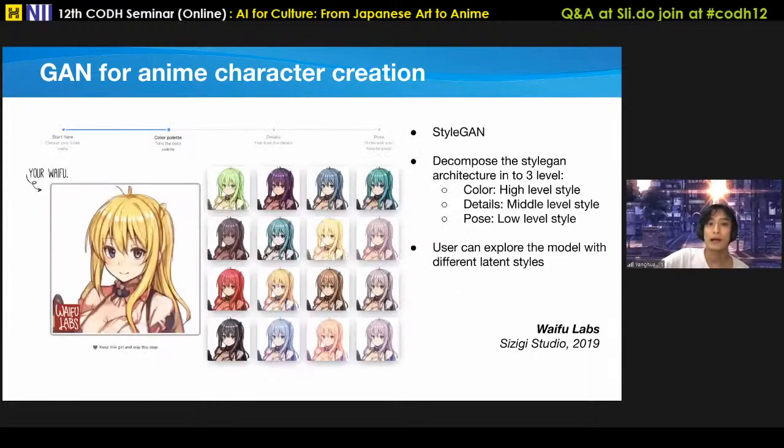Another interesting project I would like to mention is Waifu Labs, released last year. It's also a GAN-based anime character generator. But as you can see, they decompose the character creation process into three steps, namely color, details, and pose. Users can explore the model by selecting different styles in different layers. The method directly benefits from the disentangled properties of the StyleGAN latent space.